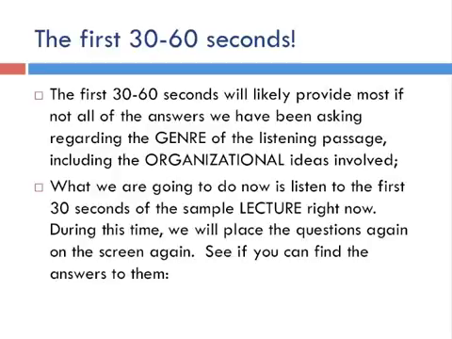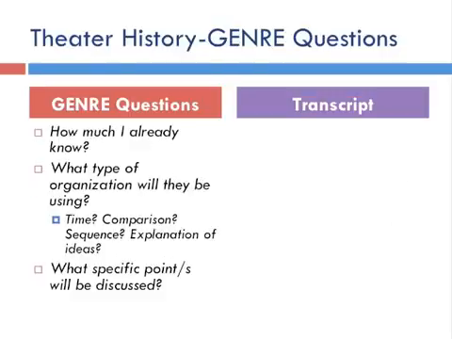Now, we're going to start just by listening to the first 30 seconds. I will leave the genre consideration questions on the screen. As you listen, see if you can find the answers to them. And in a moment, we will analyze the transcript and verify those answers. So on the left side here, I have those genre questions. Obviously, we can't answer the first one. Only you can answer that one, as to how much you already know about this topic. So as you start to listen, think about what you already know as the professor begins to talk.